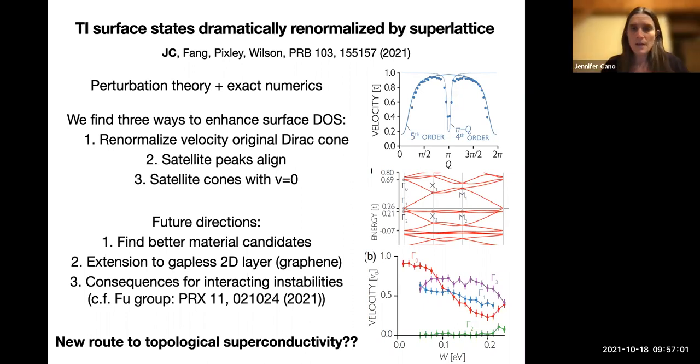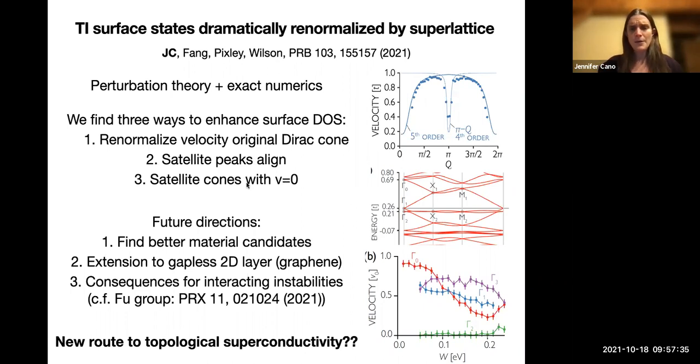Yeah, let me say something about this. So this first point is changing the velocity of the Dirac cone, and that's a pretty general effect, which will get more enhanced as you change either the wave vector or strength of the potential. These last two, at least the second one, requires some fine tuning. The satellite peaks only align at particular values of your superlattice potential. So those things can be combined with each other, but this is kind of more fine-tuned.